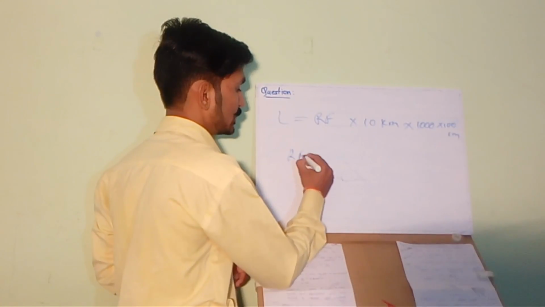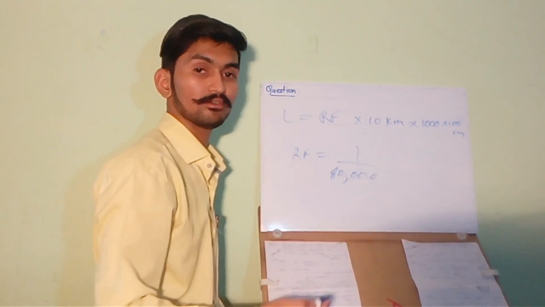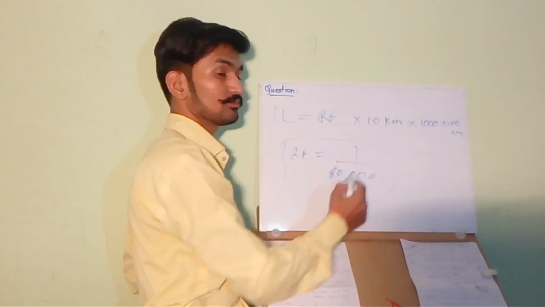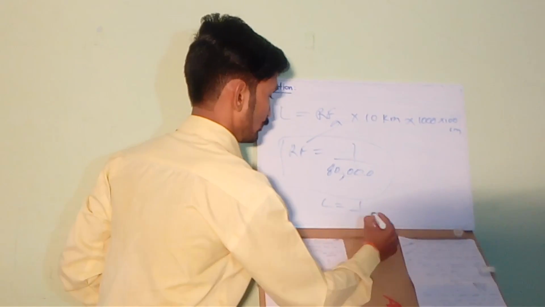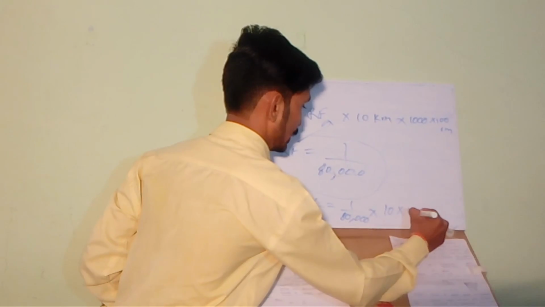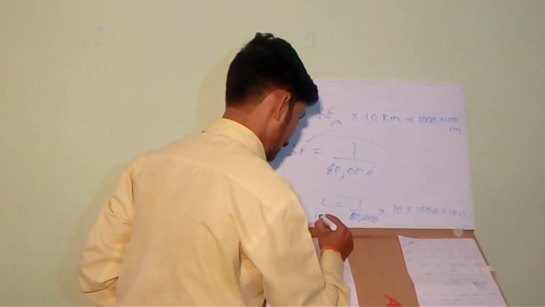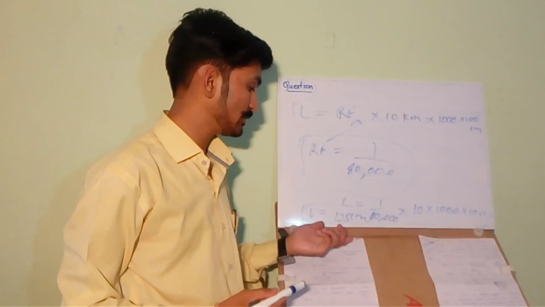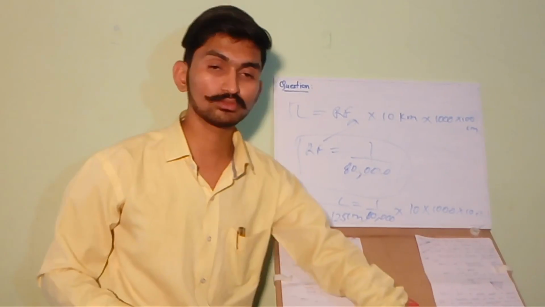They have directly provided the RF as 1 by 80,000. We do not need to calculate the RF in this question because they have already provided it. So to calculate the length of the scale, put RF here and you will get the length of the scale is 1 by 80,000 multiplied by 10 multiplied by 1000 multiplied by 100, and it will be 12.5 centimeter. So the length of the scale is 12.5 centimeter. Again do the same thing what we did in the previous questions.